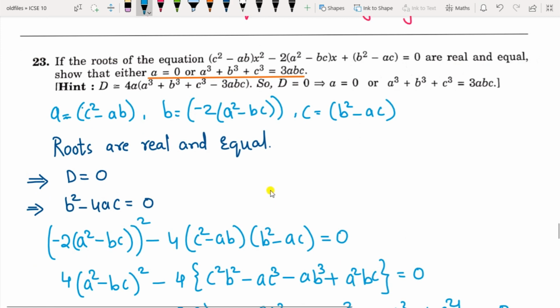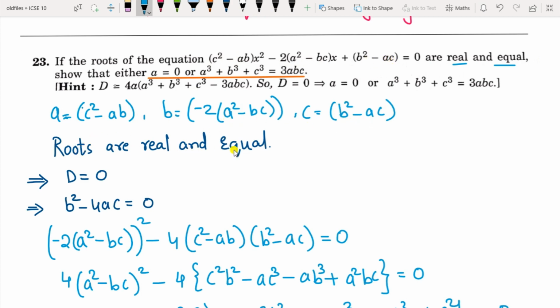Question 23 here. The roots of the equation this are real and equal. So it is given real and equal. Show that either a equal to 0 or a cube plus b cube plus c cube equal to 3abc. Okay. So real and equal means D is equal to 0. So value of a is c square minus ab. Value of b is minus 2a square minus bc. And value of c is b square minus ac.